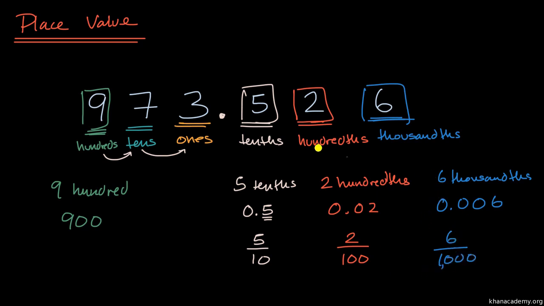So big picture, place value, we can keep going to the right of the decimal, and we can start representing things that are, I guess you could say, more precise.